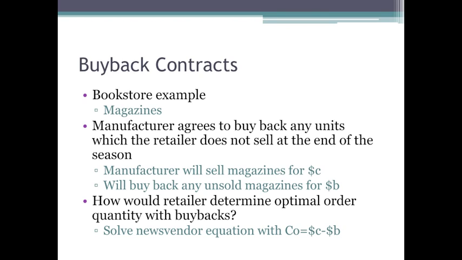So in this case, the manufacturer will sell the magazines for a certain amount, and then will buy back any unsold magazines for another amount. So, a good way of thinking about this, instead of having this clearance price, whatever it may be, this buyback contract substitutes for that clearance price. So the cost of overage would just be, for the retailer, the retail price minus the buyback contract.